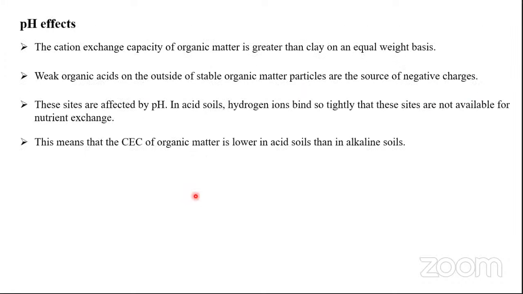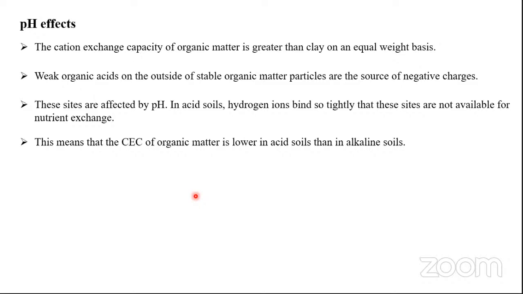And pH, students, how does pH affect soil fertility? Naturally, some weak organic acids will stabilize the organic matter particles as a source of negative charge. There will be some weak organic acids which always stabilize the organic matter particles. So what will happen if these sites are affected when the pH is very high? H plus ions will be more, so those ions will be tightly bonded to this organic matter. Naturally, the availability of nutrients will be hindered, and the availability of microorganisms will be hindered.